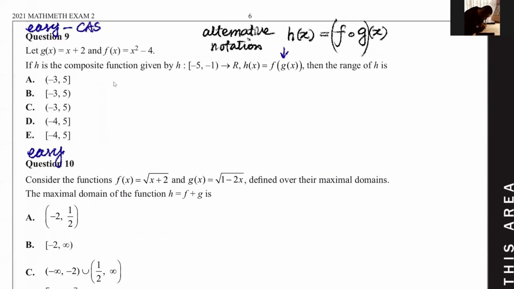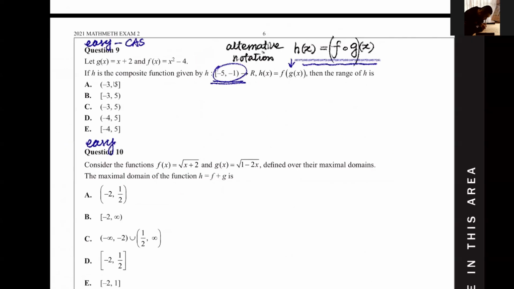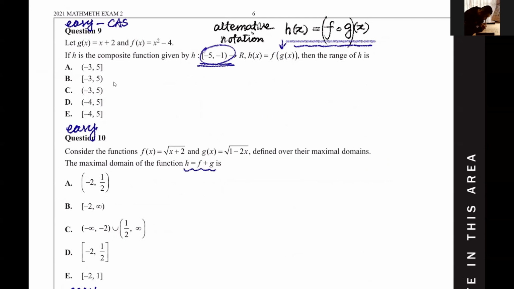Okay, question 9. Be aware that for the current study design, the exams could also use this f o g notation. This is the overall domain. So I'm going to analyze this graph over this domain, okay? And question 10, we can just use the domain of two intersecting domains. So for this thing here, we have x greater than or equal to minus 2. For this thing here, we have x less than or equal to half. So draw a diagram, minus 2, half.